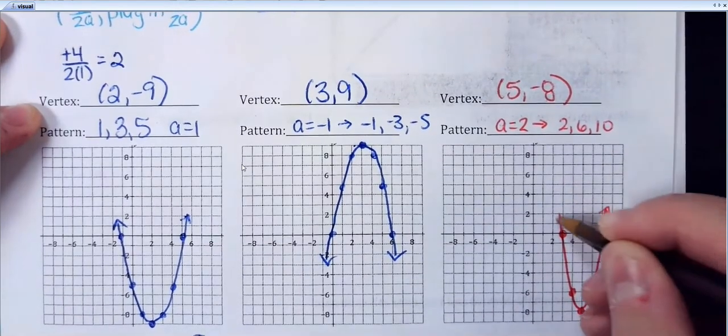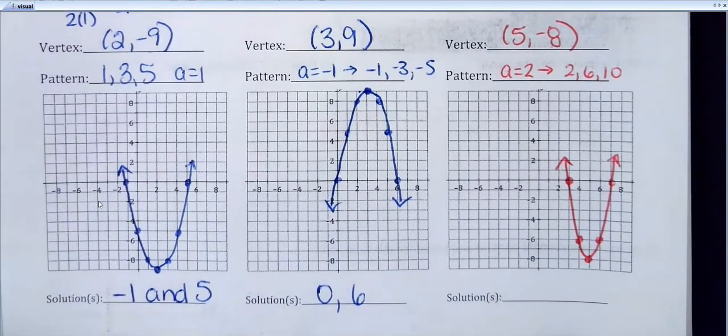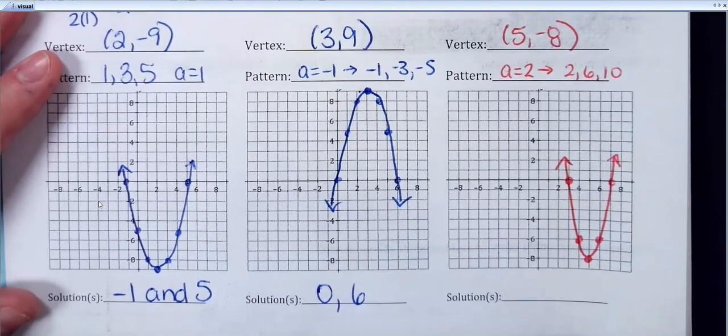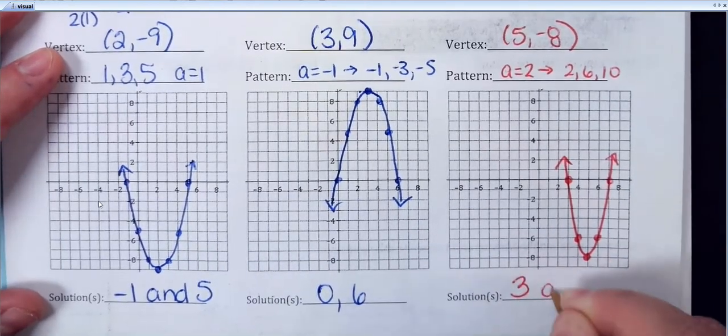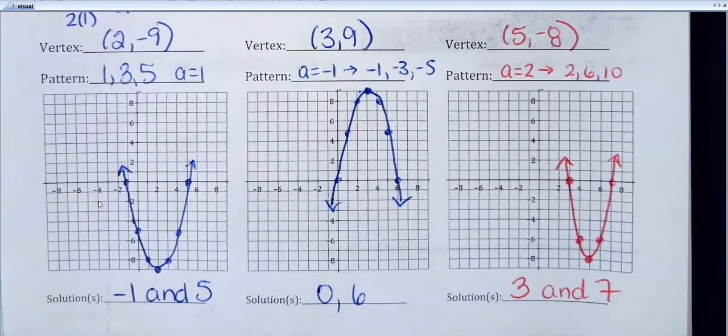All right, really, your parabola doesn't have to be perfect or anything. I'm really just looking for those x values where you touch across the x-axis. Here it's going to be 3 and 7. Okay, is anybody having a question so far?